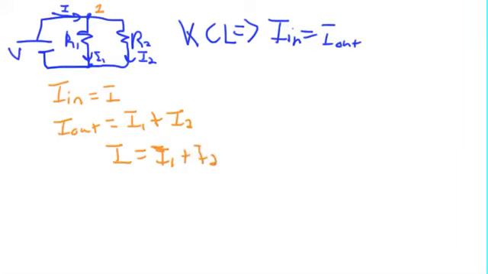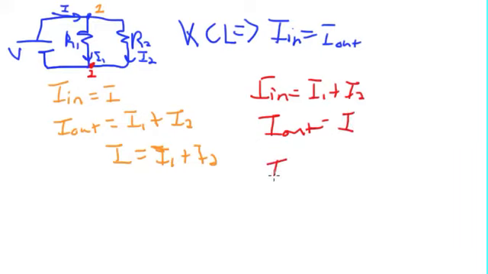And then if we wanted to, we can look at this junction right here. And what we see is I in equals I1 plus I2. And then I out equals I. So I1 plus I2 equals I. So Kirchhoff's current law is really just a statement of conservation of charge. The amount of charge coming into a junction and the amount of charge that leaves there is the exact same. All right, thank you very much.